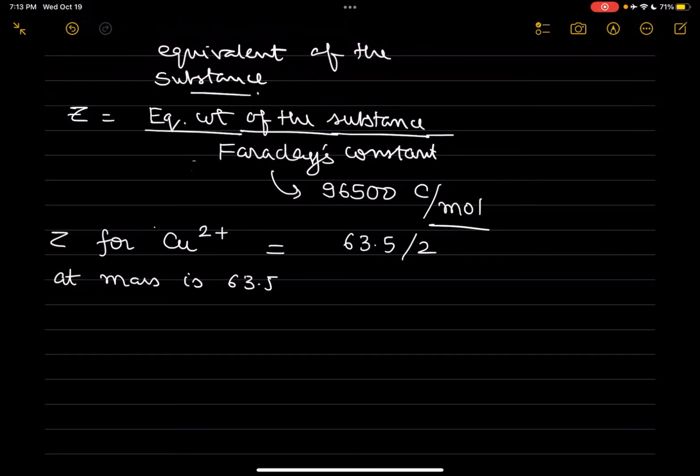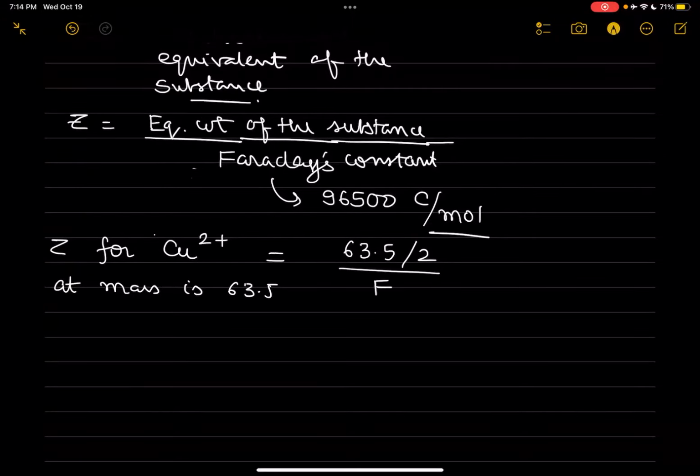Why 2? Because 2 is the charge. Yeah, 2 is the charge. So how do you find the equivalent weight? By dividing the atomic weight by the charge. Okay, that's the equivalent weight. And divided by F, that's it.